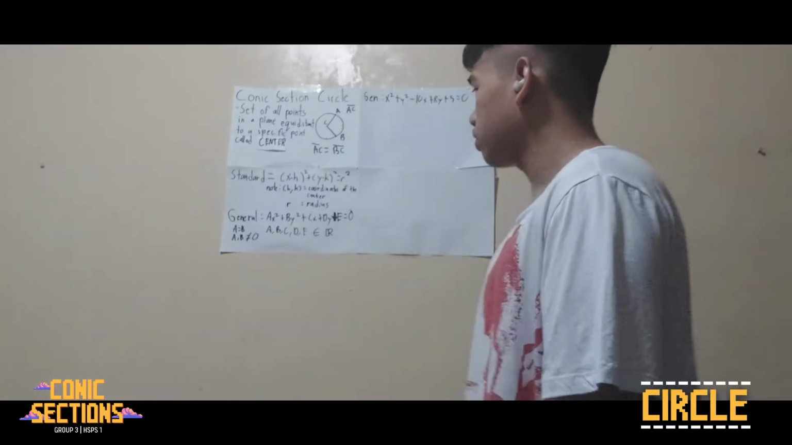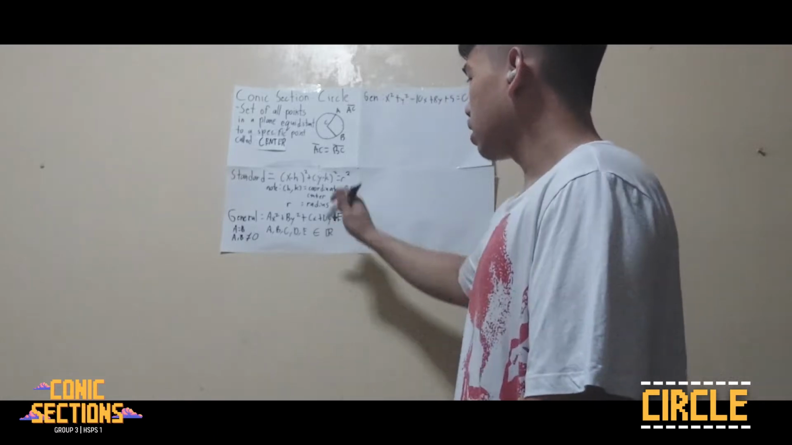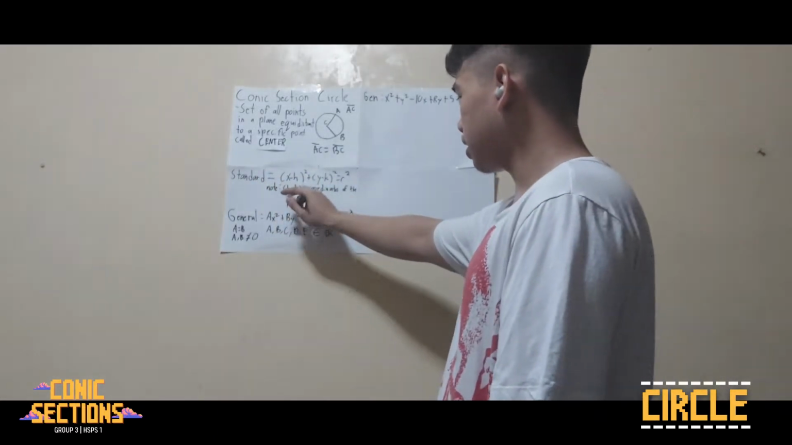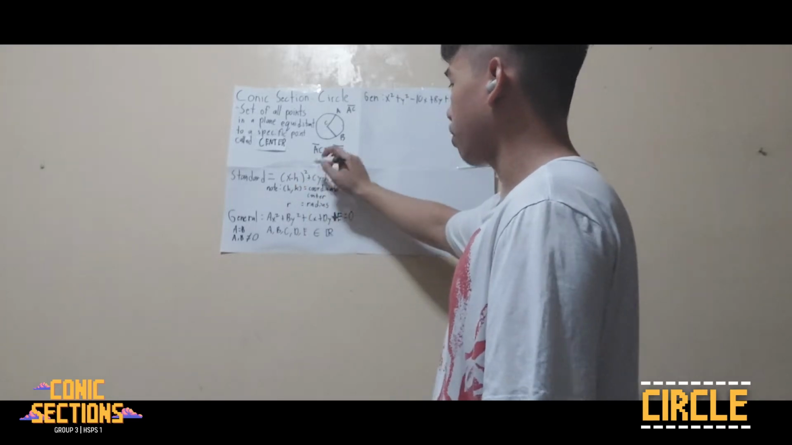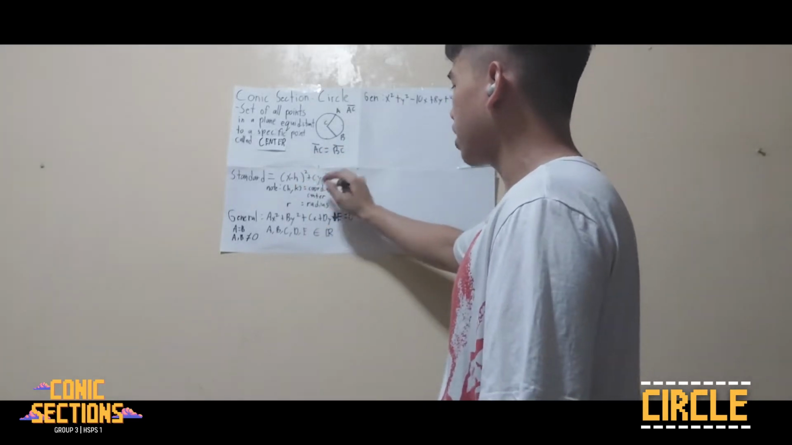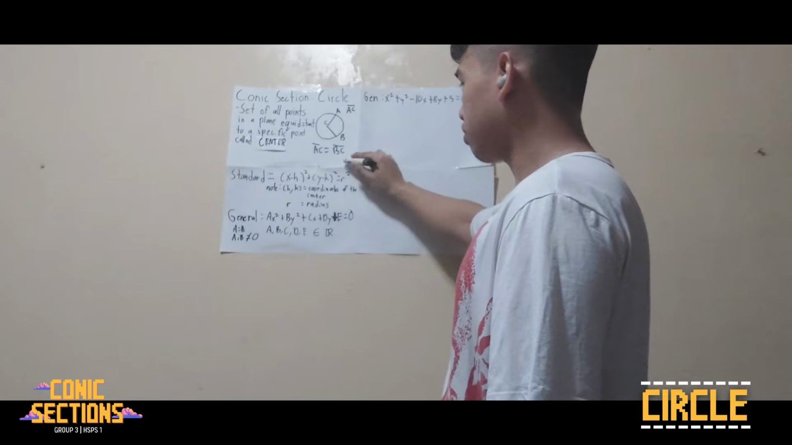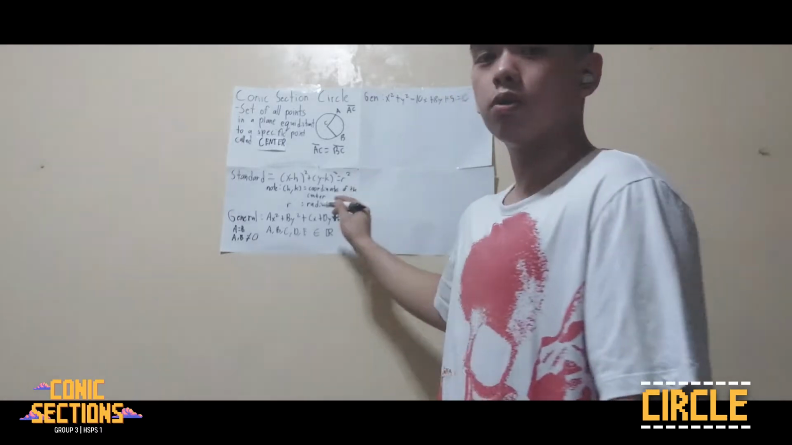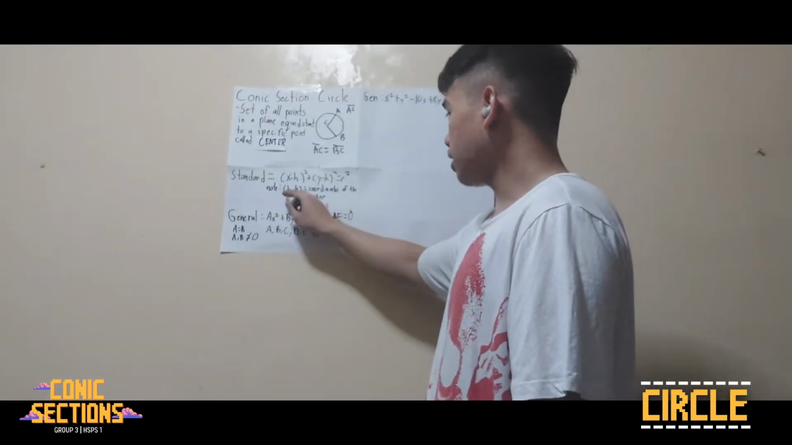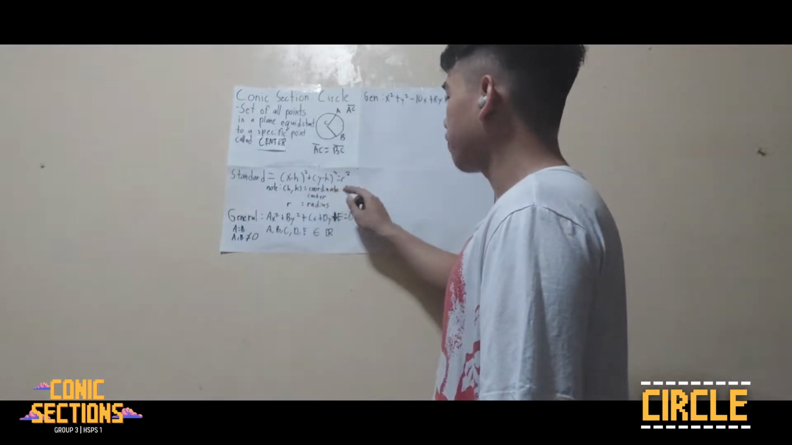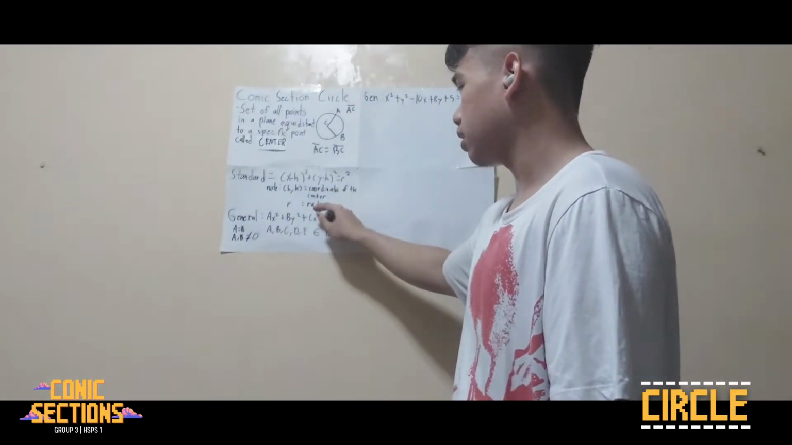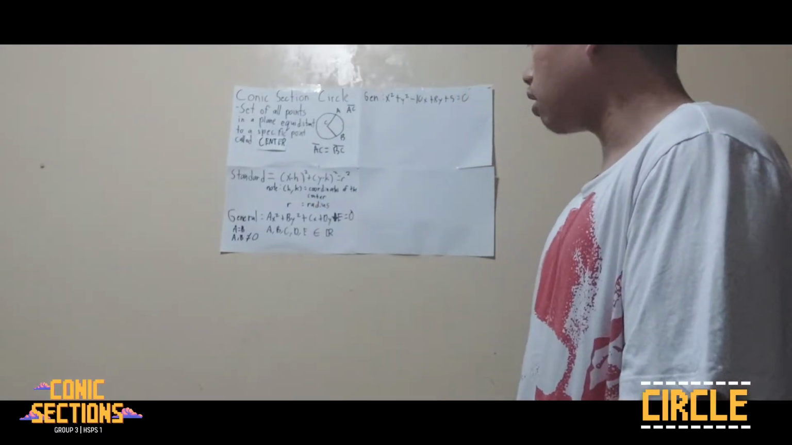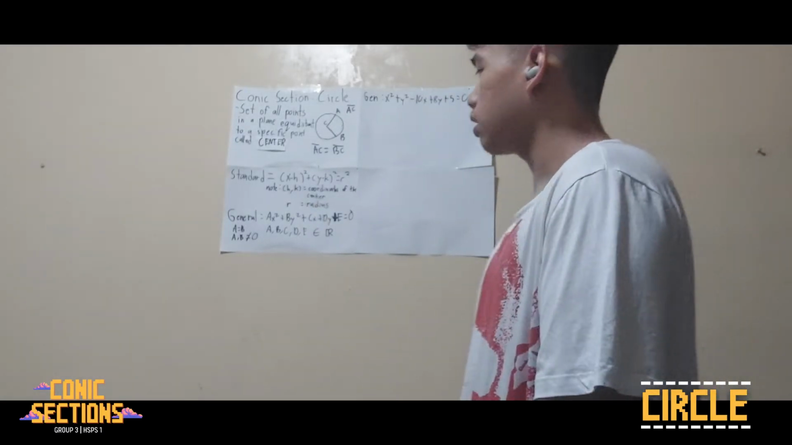Now let's move on to the standard equation. The standard equation for a circle is (x minus h) squared plus (y minus k) squared equals r squared. Do take in mind that h and k are the coordinates of the center and r means the radius. So that is technically it, and now we will be moving on to the general equation.